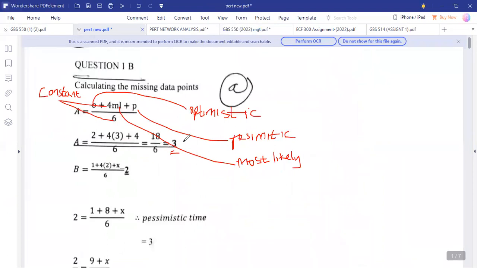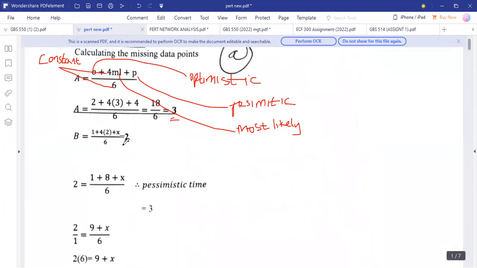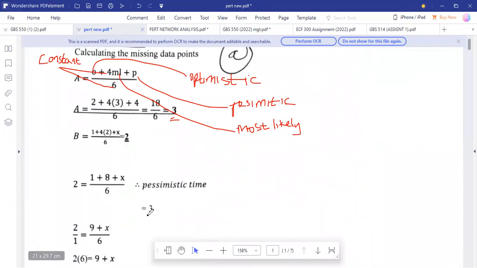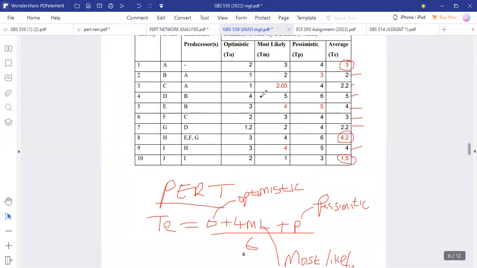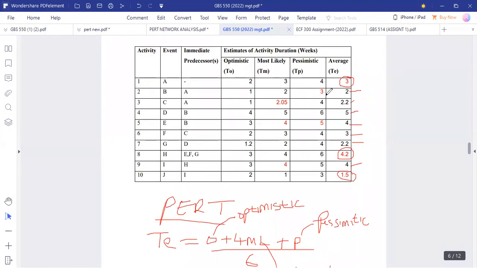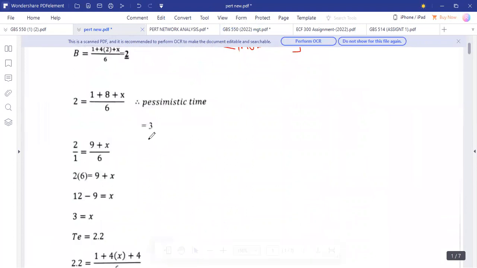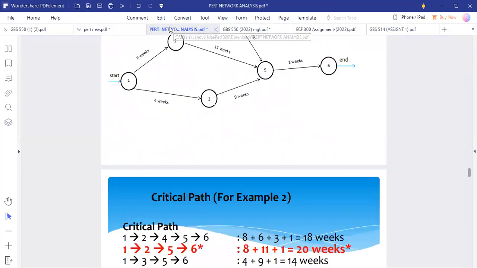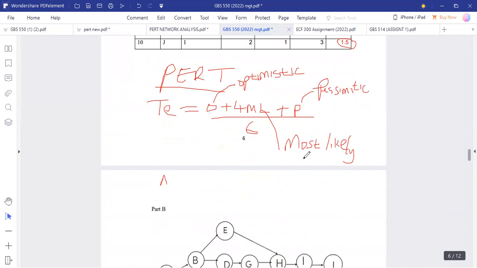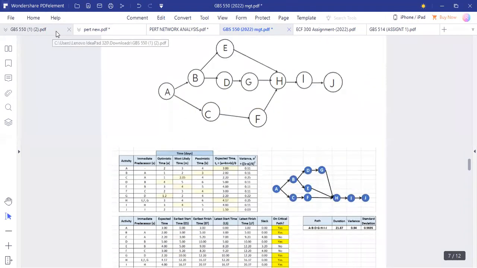Then the other figures that were not given, just making the substitute formula, cross multiply, like for B, cross multiply, get a pessimistic time that was not given for activity B. Activity B, the pessimistic time was not given. We're just using that formula to manipulate and so solving for whatever was actually needed. So for B, we had 3 for pessimistic time.